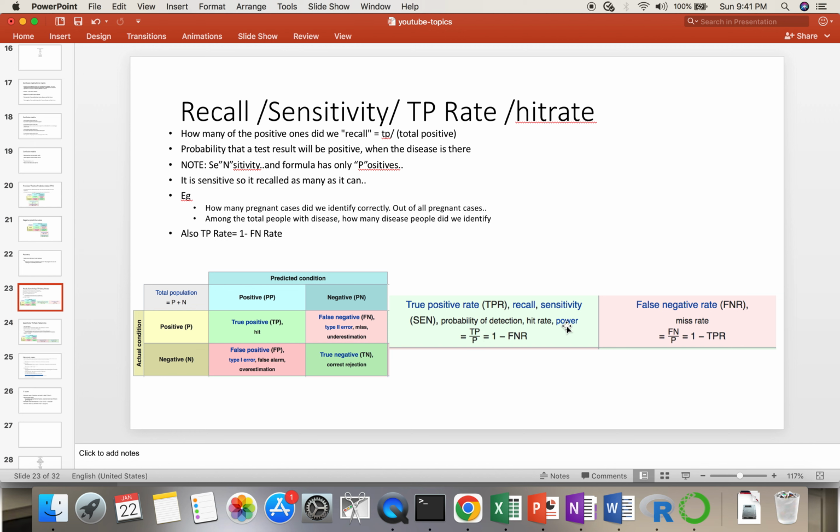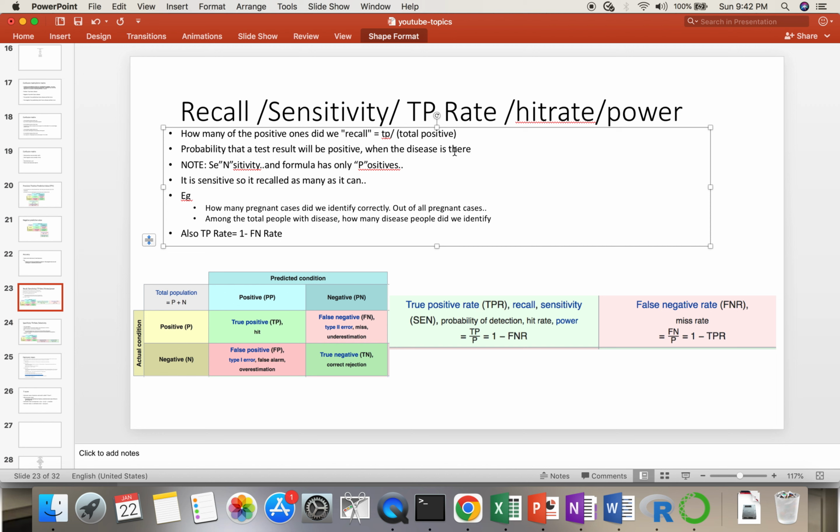True positive rate is also called power. Recall is also called power of the test. Sensitivity, and a good way to remember the recall formula, true positives by actual total positives count, is that sensitivity has n in it, but the formula has only p's, the positives. And this gives the probability that the test result will be positive when the disease is there.